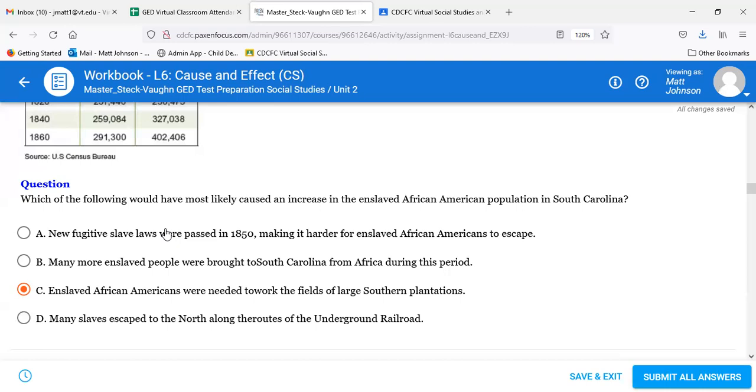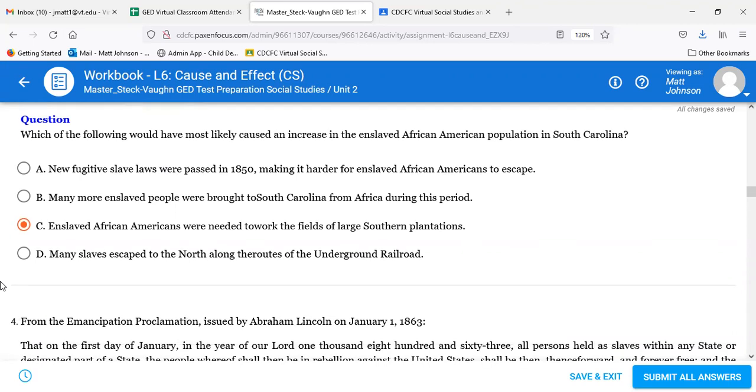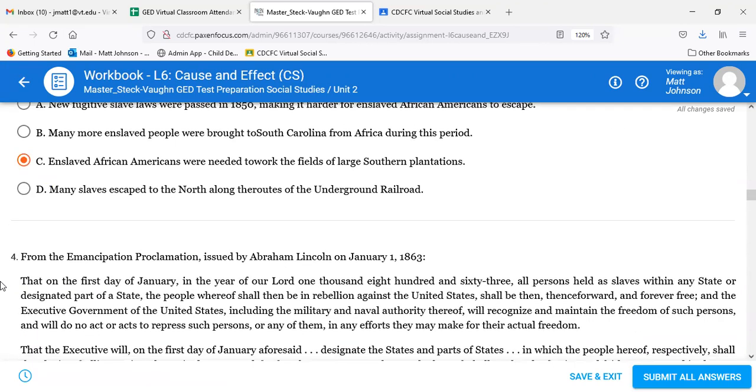So we needed that production. The Southerners needed the slave labor because they were unwilling to really industrialize and find new methods. And of course, it was free labor. They didn't have to pay anybody to work fields under slavery. So C is the answer for number 3.